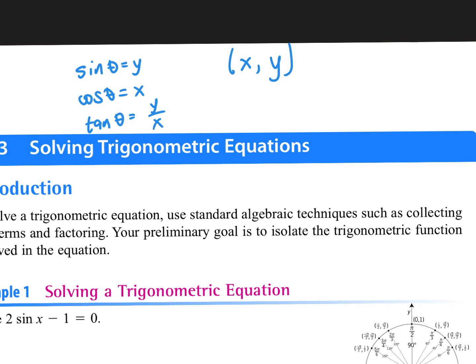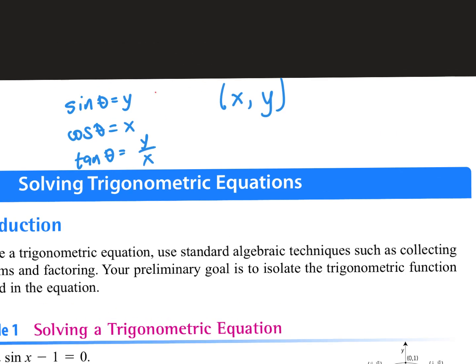So now I'm going to talk about the reciprocal functions. What's the reciprocal of sine? It's cosecant. What is that going to be? 1 over y. The reciprocal of cosine? 1 over x. And your cotangent is x over y. Is that new to anybody in this room? No. We're going to use that in addition to our unit circle, and we're going to solve equations.